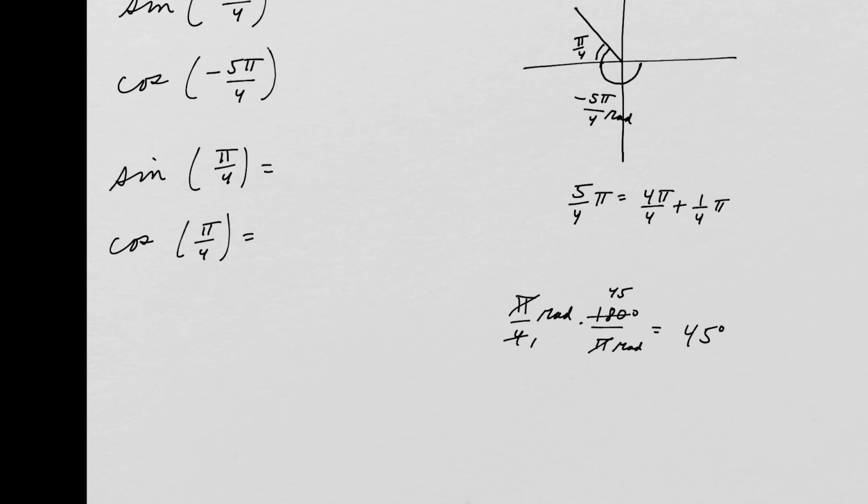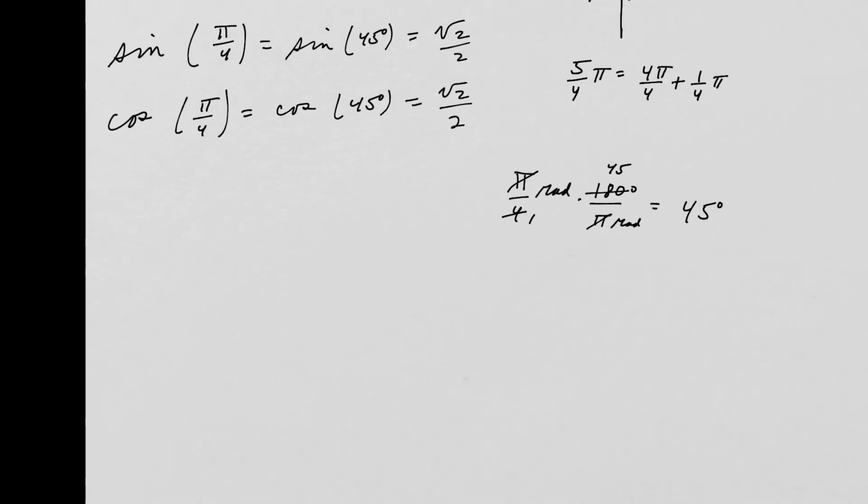That's something you should know. So pi over 6 is 30 degrees. Pi over 4 is 45 degrees. And pi over 3 is 60 degrees. Those are ones that come up a lot, so you should probably know those. So this is the same as sine of 45 degrees and cosine of 45 degrees. And remember, these are both going to be radical 2 over 2.